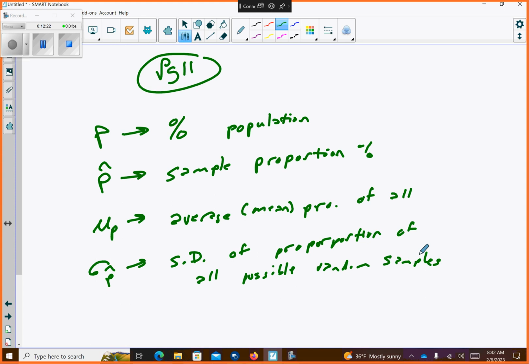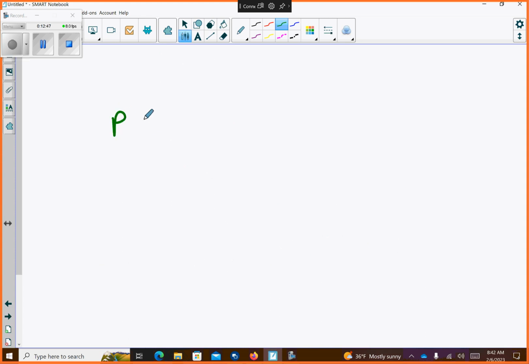Example: assume 25% of all people have type O blood. We conduct a random sample of 100 people and obtain their blood type, not pressure. 28 people out of 100 in the sample have type O blood. We know our population proportion should be 25%. P hat in this case will be 28 out of 100 because we selected 100 people, so that's 0.28. That should have been 0.25.